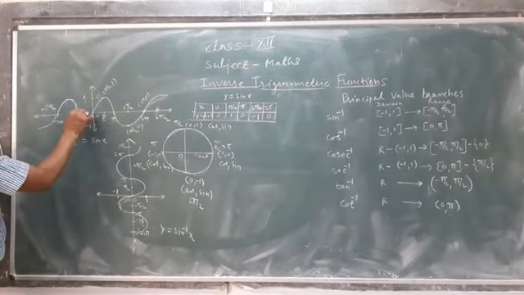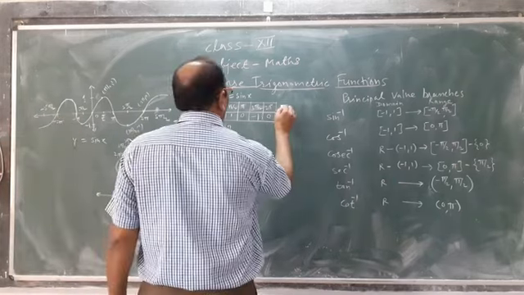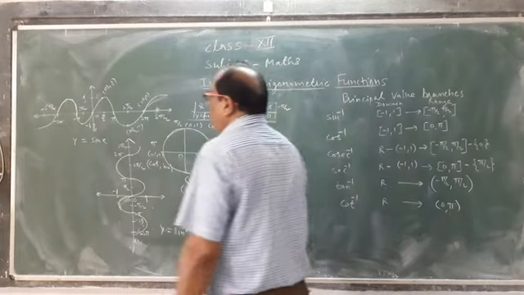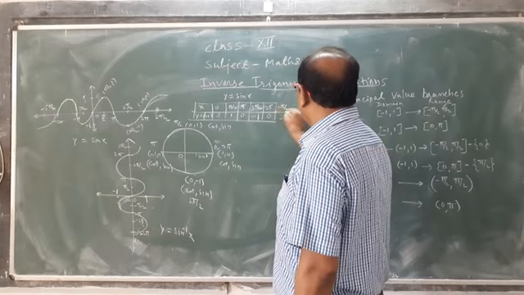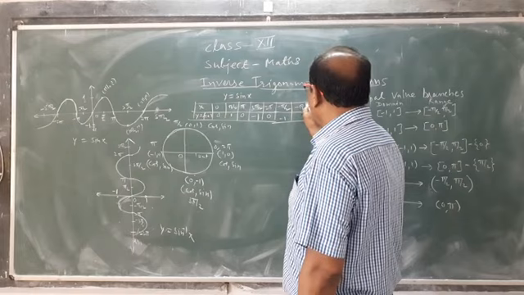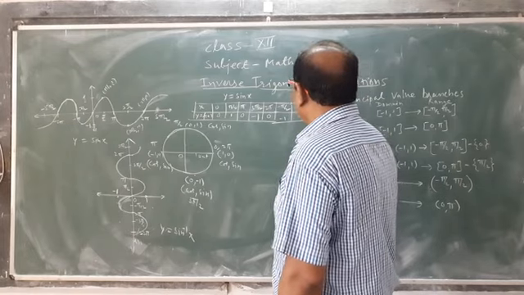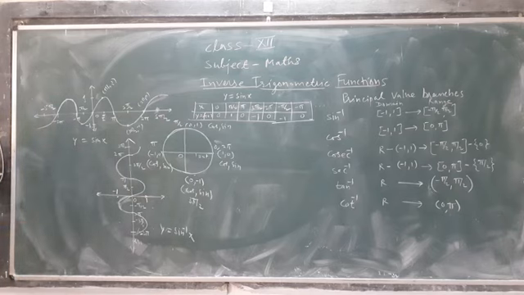Then here minus pi by 2, minus 1. Then minus pi, 0. Minus pi by 2, minus 1. Then minus pi, it is 0, like this. This is the graph of y equal to sin x.